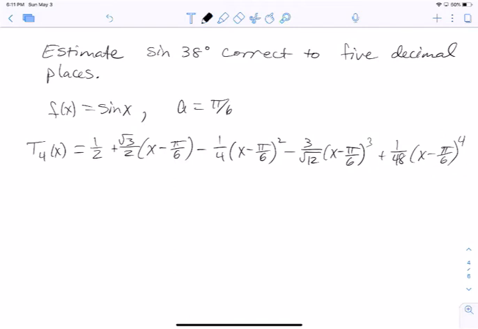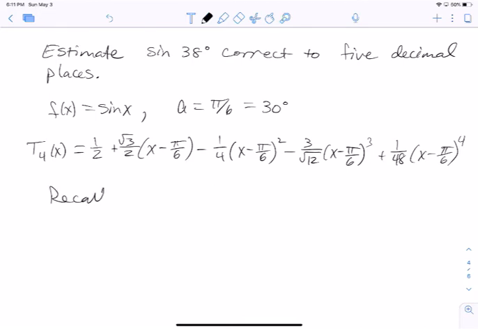This is appropriate because, as we know, pi over 6 is 30 degrees, and we were asked for the sine of 38 degrees. 38 degrees is close to 30 degrees, and so this approximation is appropriate. A, however, was given to be pi over 6, which is in radians.